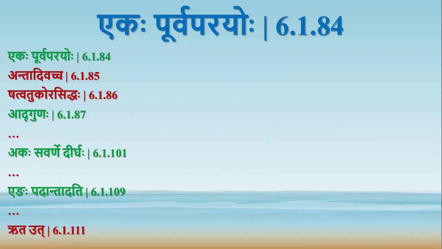These are the sutras which we just saw. Eka Purva Parayoho is 6.1.84. We saw one example from Adgunaha 6.1.87, Akasavarane Dirgaha 6.1.101, Yenga Padantadati 6.1.109, and Rutavut 6.1.111. Up to this, this Adhikara Sutra runs. Starting from Antadivacha up to Rutavut, this Purva Parayoho Adhikara applies.